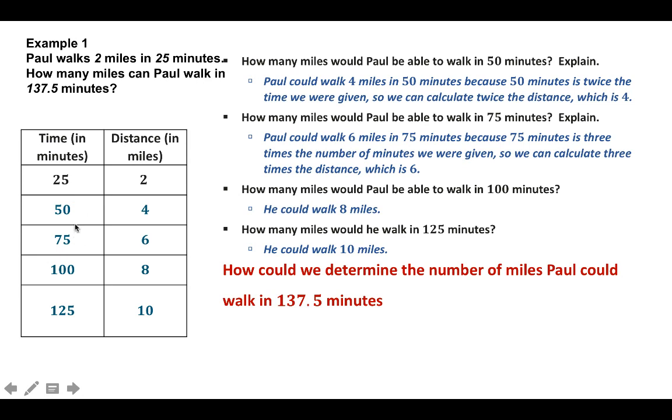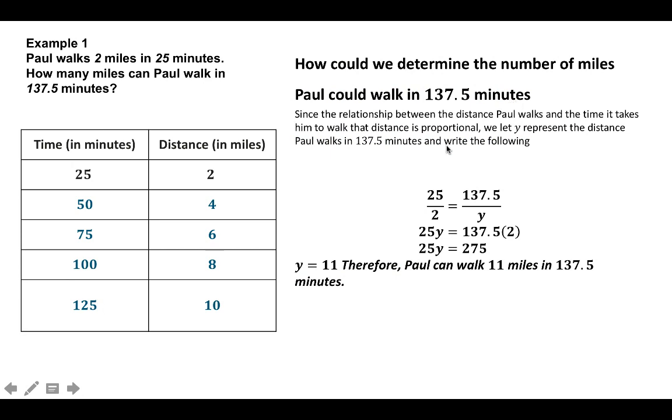So if it is 4 times the time here, the distance also becomes 4 times, and so on. This should actually be 100 minutes, 8 miles, and 125 minutes, 10 miles. So how are you going to determine the number of miles Paul could walk in 137.5 minutes? And give the explanation.